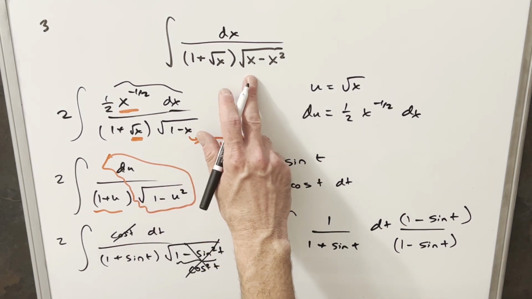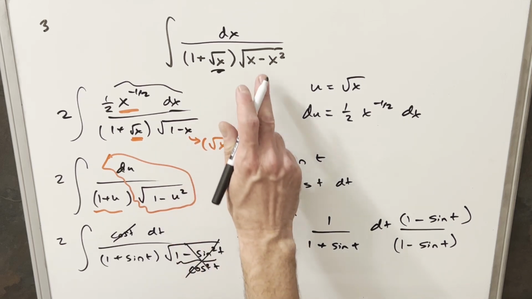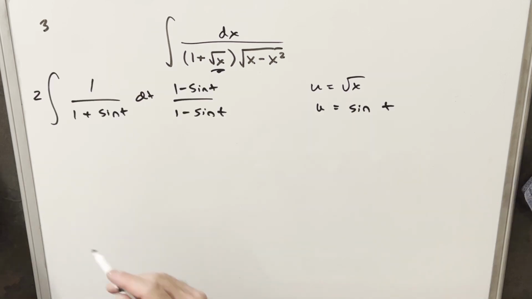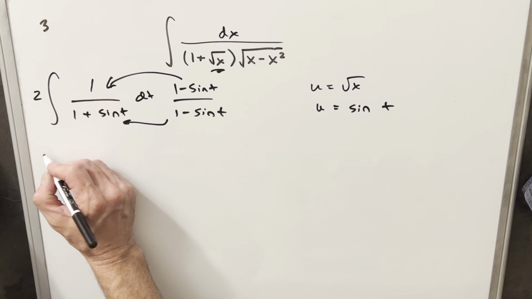You notice that x can't be 1, and x can't be negative because of that. So because of the restrictions here, we're not going to have any problem. Okay, continuing from where I left off, we just need to multiply this in here to simplify this. So let's see what we have.